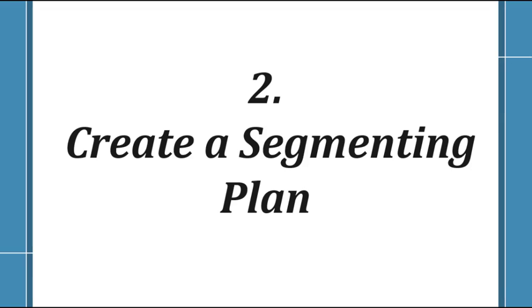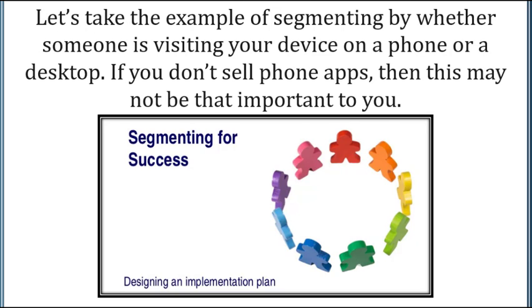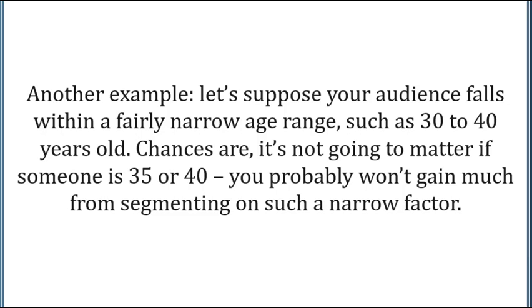This is number 2. Create a segmenting plan. Now, your first step is to decide what sort of segments you are going to create for your list. Now, in order to figure this out, you need to determine what types of segments will be most useful to your business. Now, let's take the example of segmenting by whether someone is visiting your device on a phone or a desktop. If you don't sell phone apps, then this may not be that important to you.